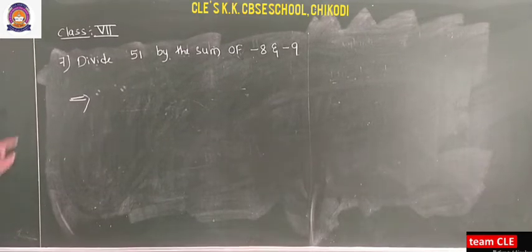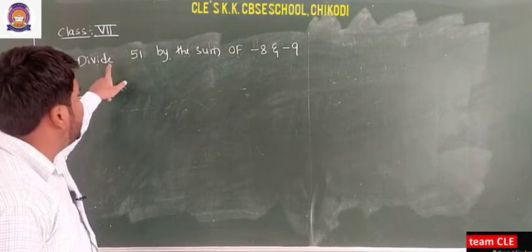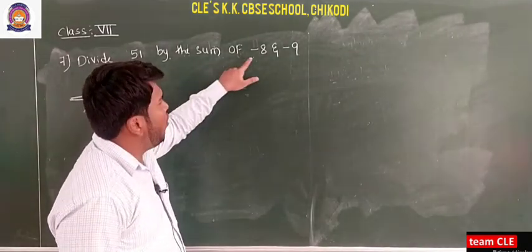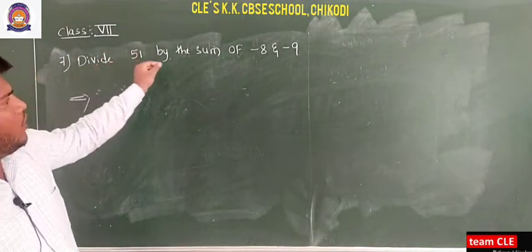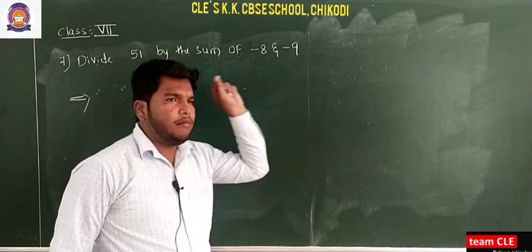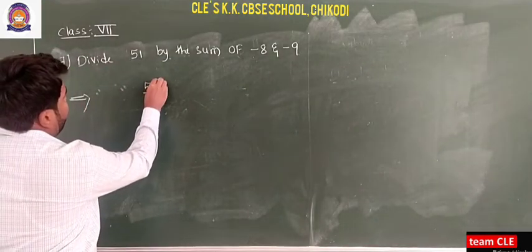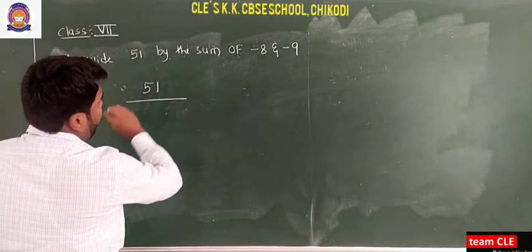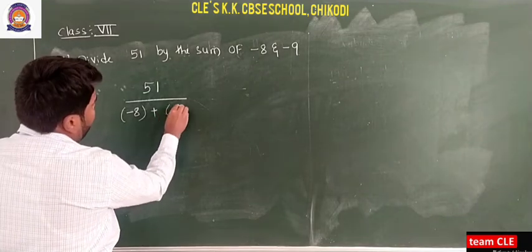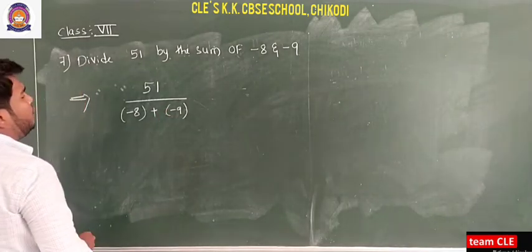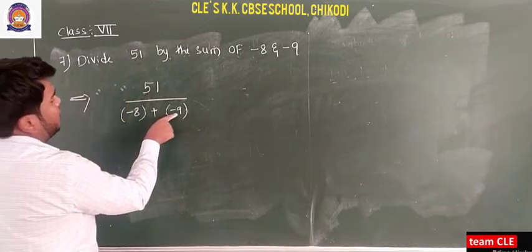Hello dear students, now comes exercise number 1.2, the 7th question, which says: divide 51 by the sum of minus 8 and minus 9. So divide 51 by the sum of minus 8 and minus 9. I take the expression 51 and divide it by the sum. Sum means here the addition operation: minus 8 plus minus 9.